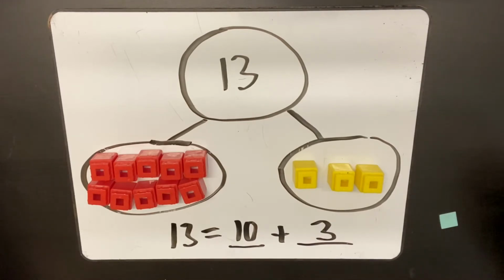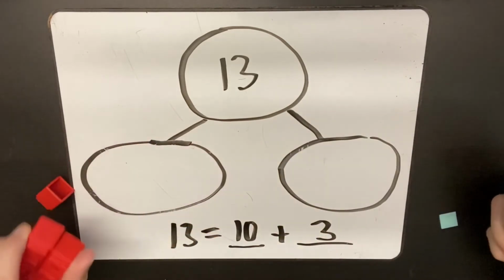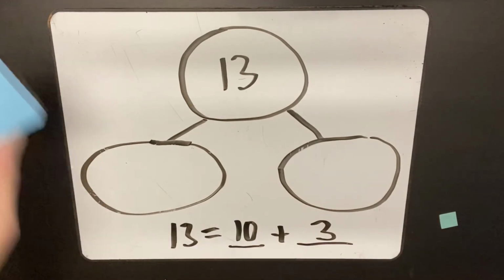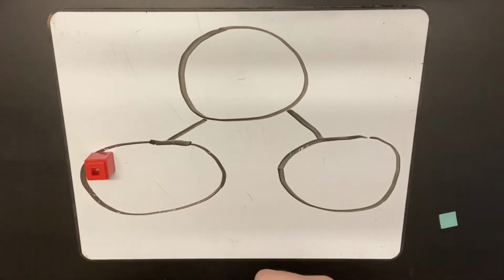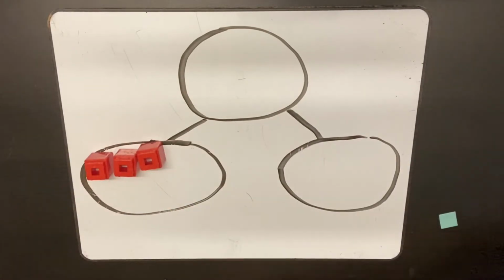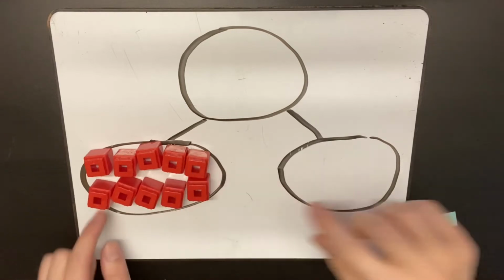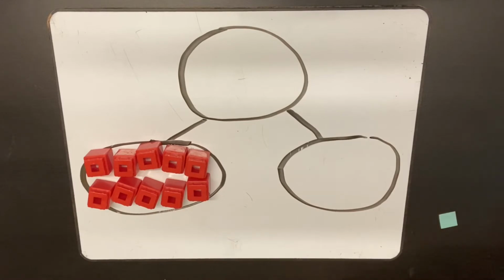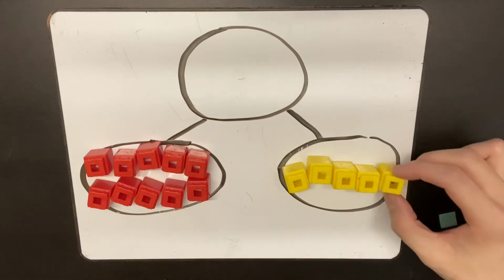Now, we are going to clear off these boards, or clear off these beads, or cubes, however you want to call them. And we're going to do a different problem, okay? This time we're going to show 10 cubes on this side. We're going to use red again. 1, 2, 3, 4, 5, 6, 7, 8, 9, 10. And on the other part, we're going to use 5 cubes. 1, 2, 3, 4, 5.